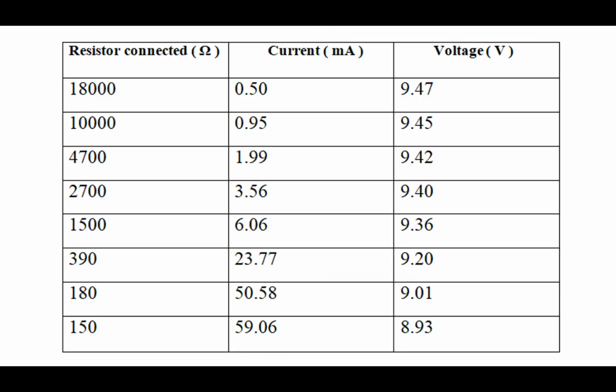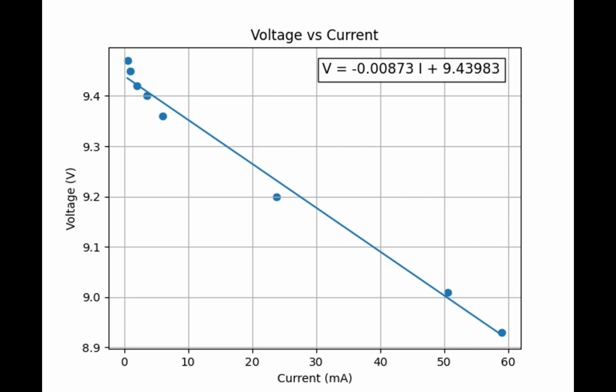The recorded data of the results for voltages and currents for the corresponding resistor connected to the circuit can be seen in this table. Lastly, here is the graph of V versus I, which is drawn by using the data in the table and the equation obtained by drawing the best fit line.